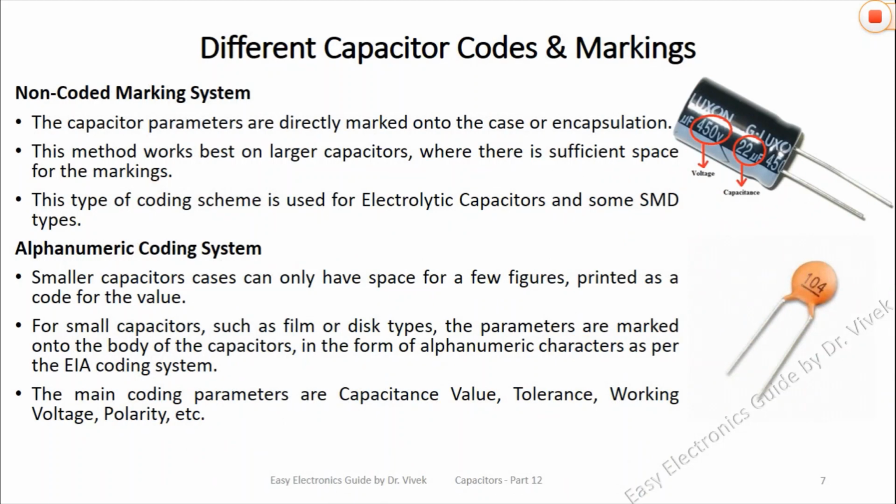In non-coded marking system, the capacitor parameters are directly marked onto the capacitor case. This method works best on larger capacitors where there is sufficient space for the markings.